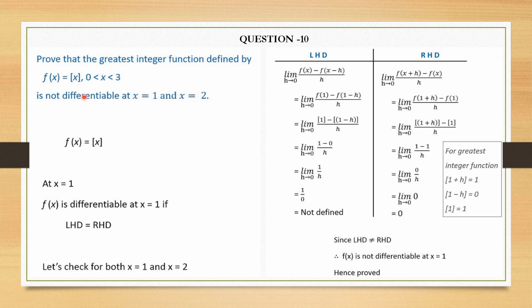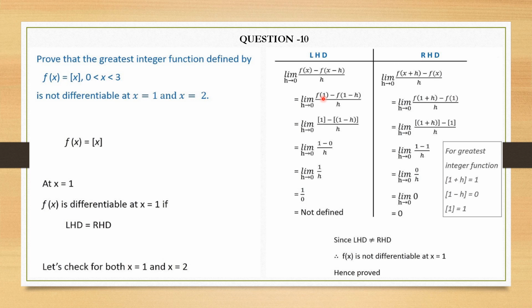Now, to check the differentiability of the greatest integer function between 0 to 3: it is not differentiable at x equal to 1 and x equal to 2. At 1, how will we check? This is the left hand derivative: the limit as h approaches 0 of f(x minus h) divided by h. Why do we take it for the left hand derivative? When I put 1 minus h, the denominator for x minus 1 will be 1 minus h minus 1, that is minus h. So to balance that denominator sign, we take it like this.